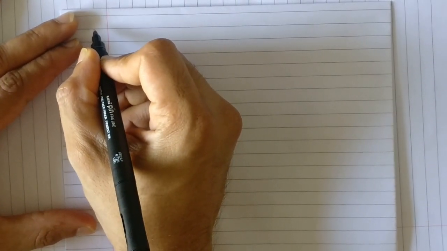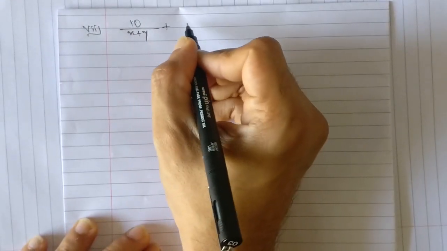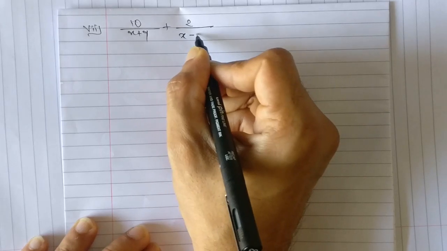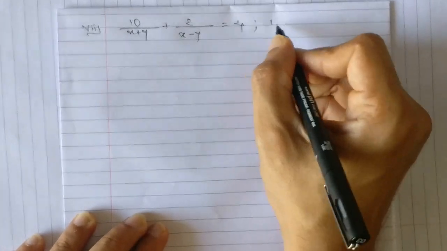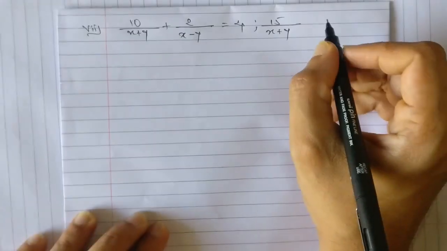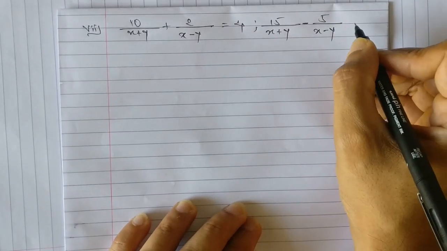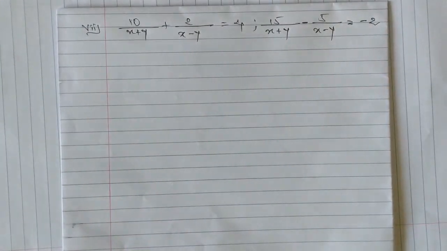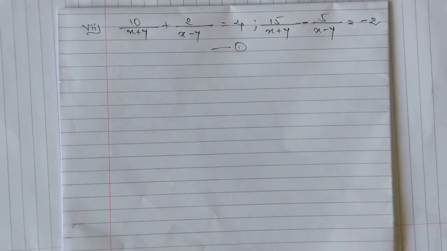So the next question will be equation number 7. 10 upon x plus y plus 2 upon x minus y is equal to 4, and 15 upon x plus y minus 5 upon x minus y is equal to minus 2. 10 upon x plus y plus 2 upon x minus y is equal to 4, equation number 1. 15 upon x plus y minus 5 upon x minus y is equal to minus 2.